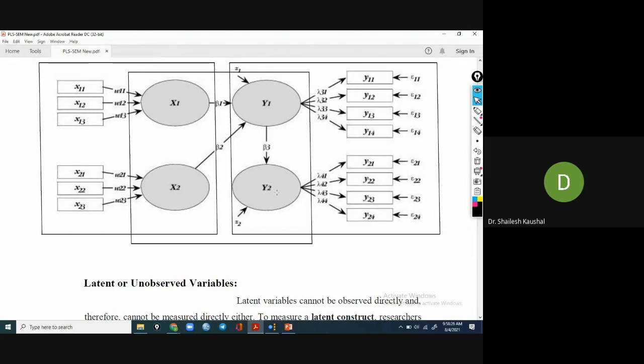So in structural equation modeling, it's a facility only in structural equation modeling that we can simultaneously find the two relationships. For example, one exogenous variable may be the endogenous variable with respect to other variables.